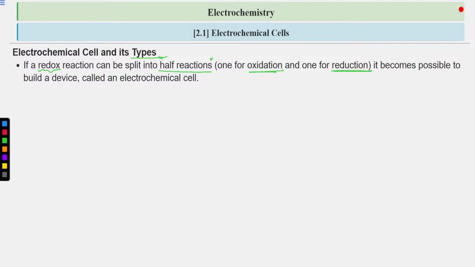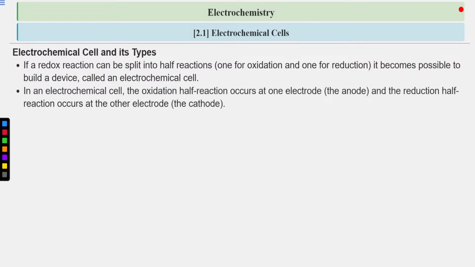So it becomes possible to build a device when you split the redox reaction into two half reactions. This device is called an electrochemical cell, right? By reading this line, you can clearly understand that an electrochemical cell involves a redox reaction.